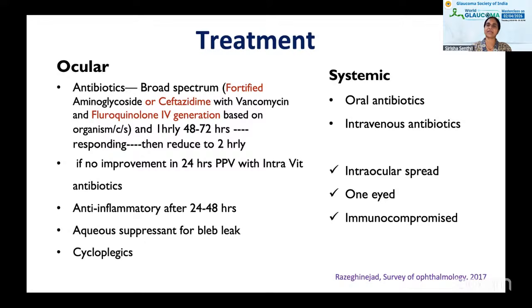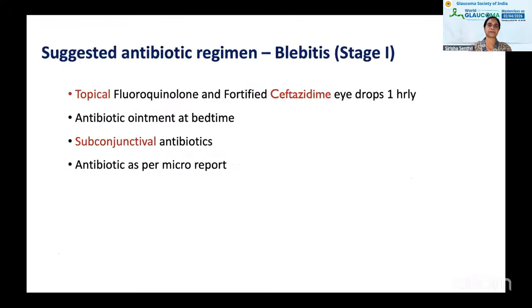So systemic medications, we do give oral antibiotics, broad spectrum. And sometimes intravenous antibiotics may be necessary depending upon whether the patient has any signs of toxicity or not. And if we are suspecting an intraocular spread, or if the patient is one-eyed or immunocompromised, even in the presence of stage 1 or stage 2 infection, systemic antibiotics can also be started.